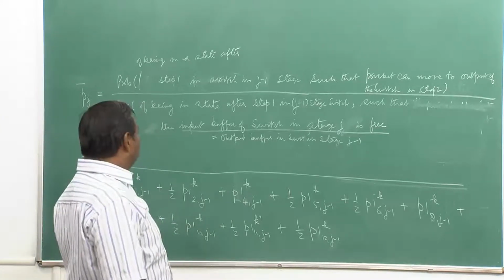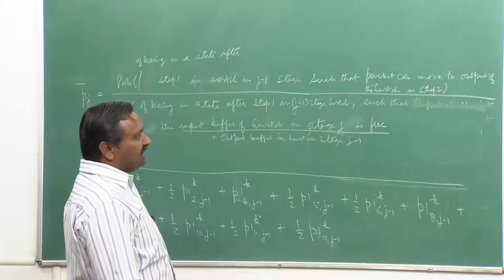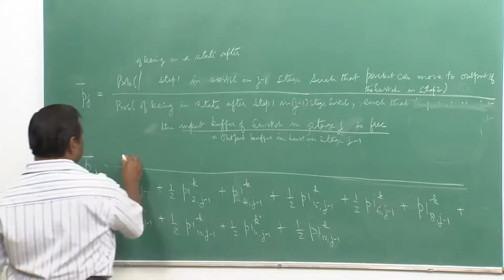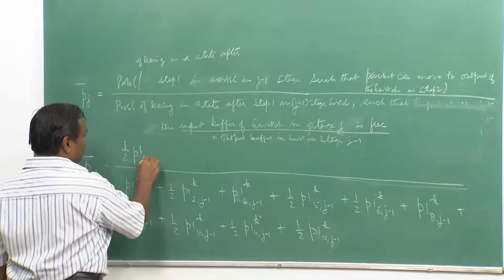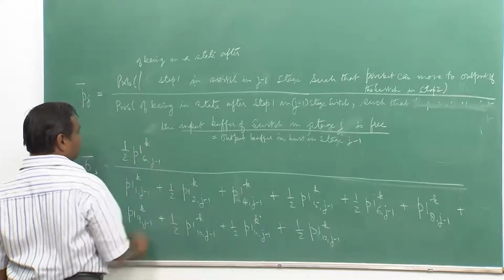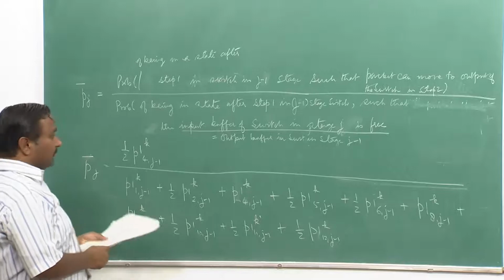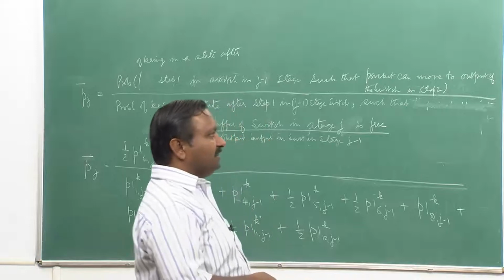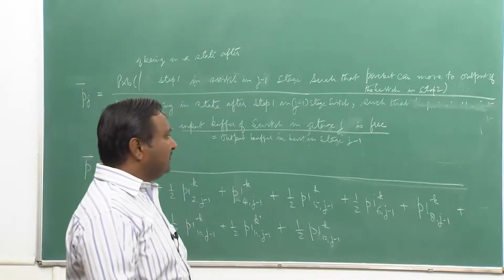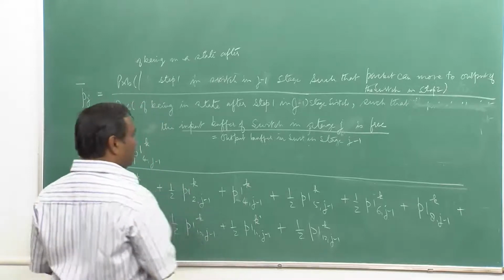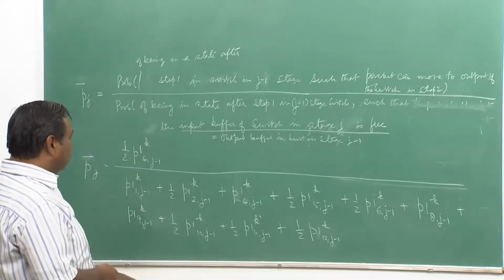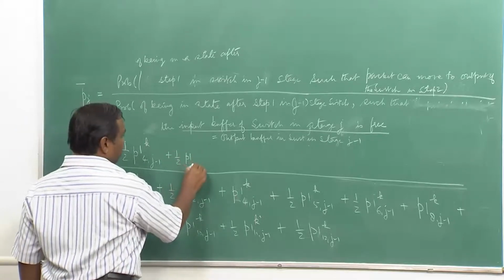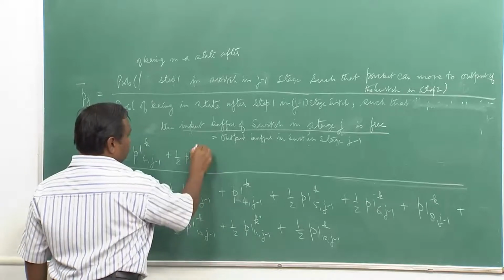Consider 2, nothing will be arriving. Consider 3, nothing will be arriving. In fourth, yes, the packet will be arriving with half probability. So, I will write half P1 4 J minus 1 k. Then you look at fifth, no packet will be arriving. You have to look at the arrow direction also. In sixth, yes, a packet will be arriving with half probability. So, I will write plus half P1 5 J minus 1 k.